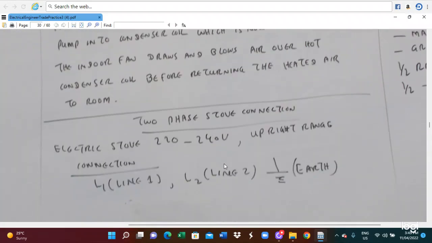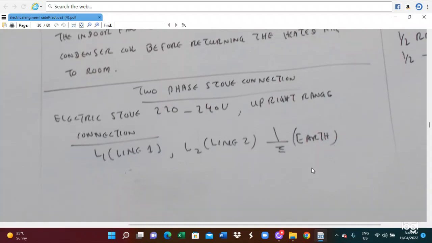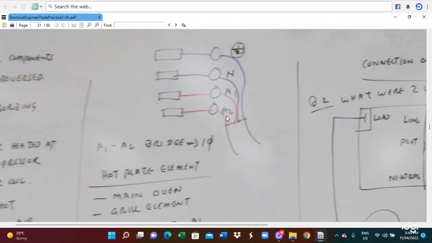Another thing is a two-phase stove connection. An electric stove is rated 220 volt to 200 volt. So this is the upright range. The connection is here: line one, L1, connected to line one, L2 connected to line two, and connected to the R. So this is the electric stove connection.